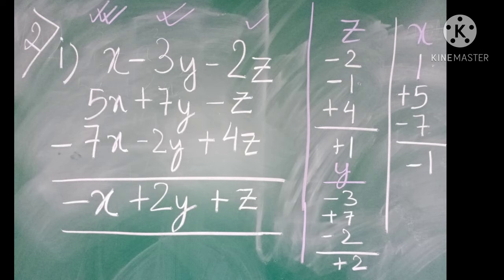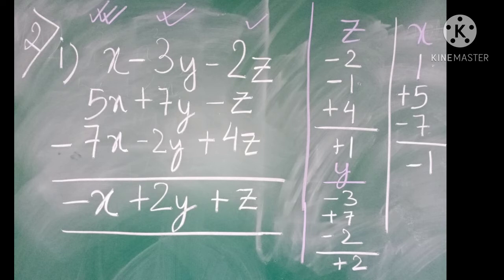Then in the middle column, in the y section, under y, I am writing minus 3 plus 7 minus 2. So minus 3 minus 2 is minus 5. So 7 plus 7 minus 5 is plus 2. So I am writing here plus 2y.